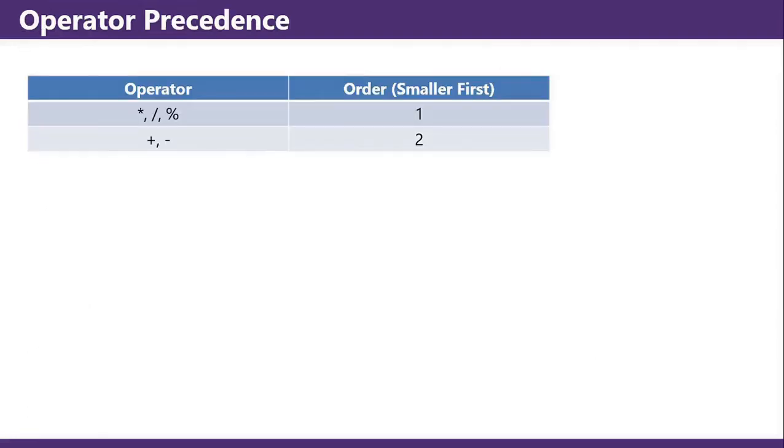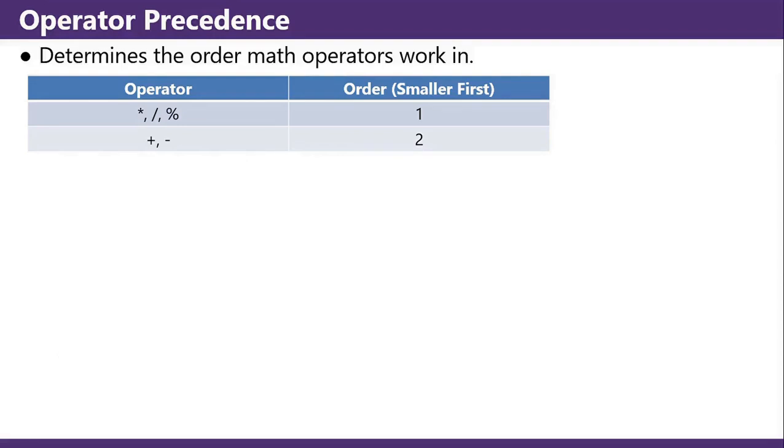Operator precedence. Multiplication, division, and modulus have the first precedence, and plus and minus have the second precedence. This determines the order that the math operators work in. You use the parentheses to change this order.